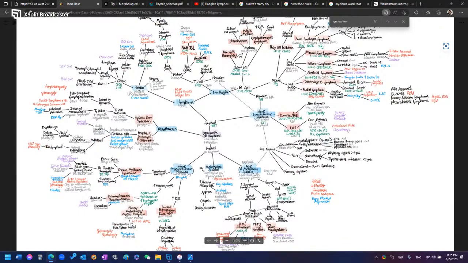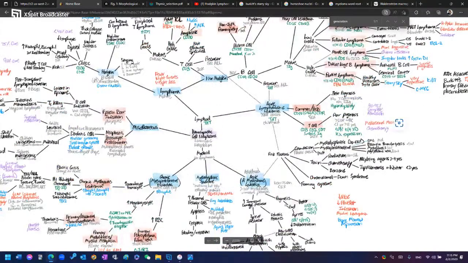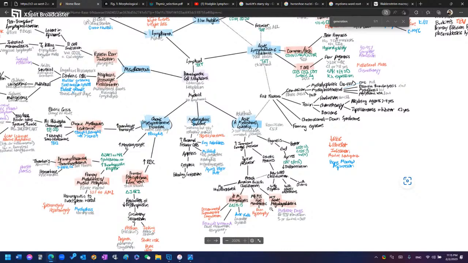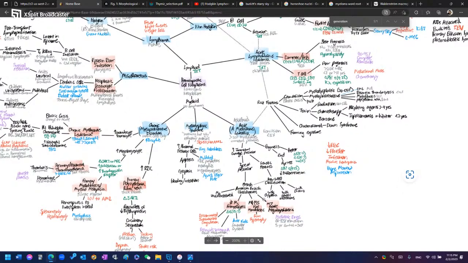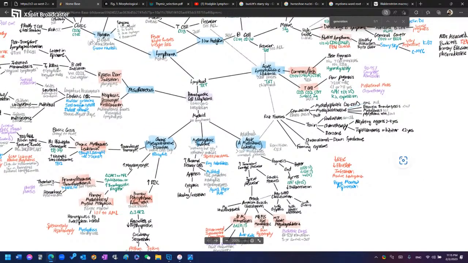There's a lot of things to remember. I don't think I'll remember most of it. But the main thing I think I should think about is Philadelphia being bad for acute.